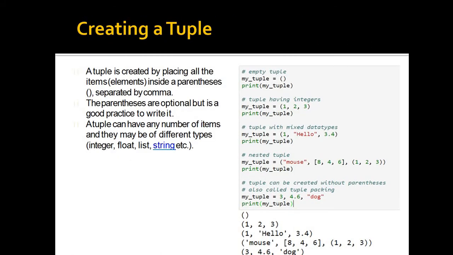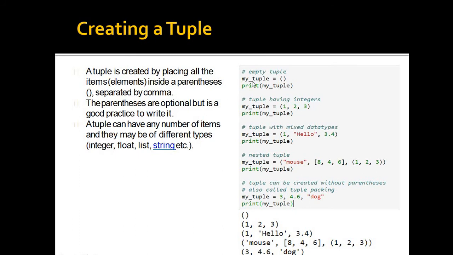Next, how to create a tuple in Python. A tuple is created by placing all the items inside parentheses, separated by commas. The parentheses are optional, but it is recommended that you use them. A tuple can have any number of items and they may be of different types, like integer, string, float, etc.